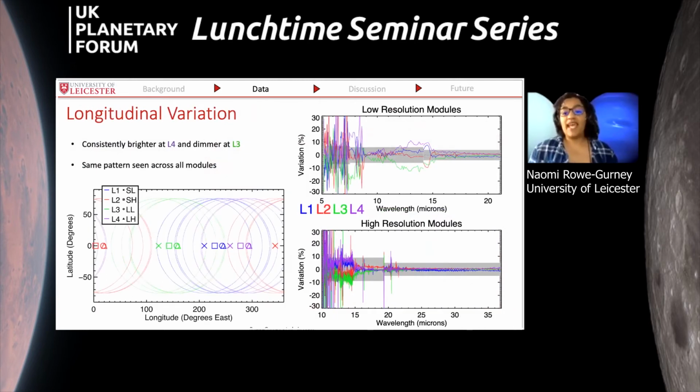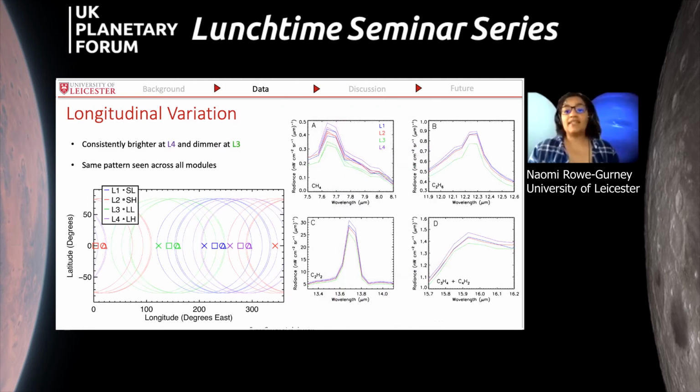So do we see any differences between these longitudes? And the answer is yes, we definitely do. We see a consistent variation clearly in all modules. And the right plots show the difference in radiance for the entire range of both the high and the low resolution. And we can see a consistent pattern that the L3 in green is dimmer and the L4 in purple is brighter in most bands.